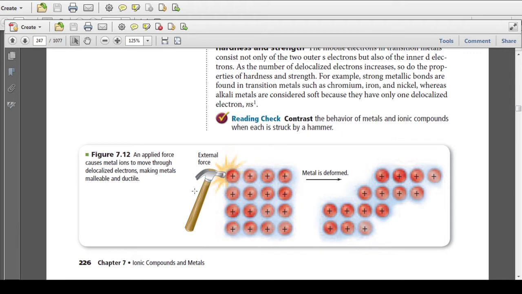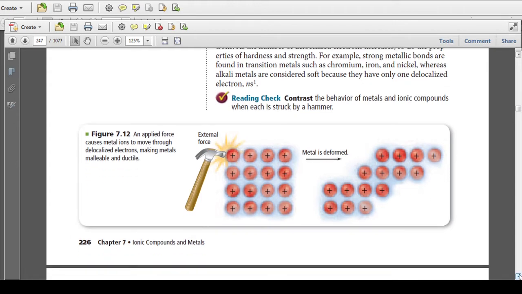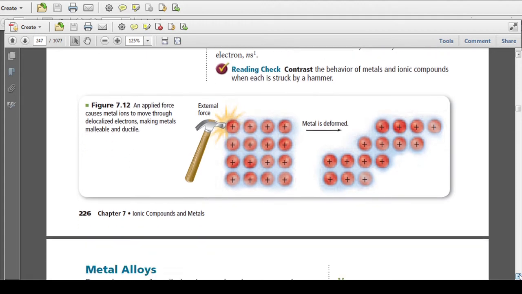And when an external force comes in and hits them, we're able to move those cations over a little bit, and they're still cushioned by that sea of electrons. This is what makes them malleable and ductile. This is why we can pound copper into a sheet and maybe make some sort of instrument out of it. But you can't take sodium chloride and pound that out into a thin sheet. You'll just get a lot of dust.